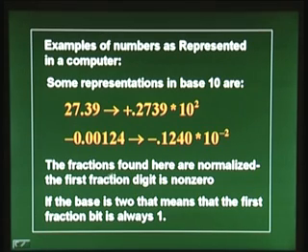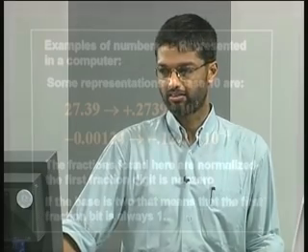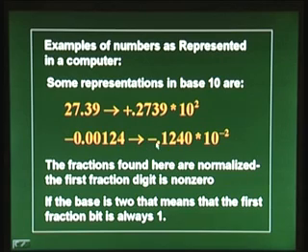So the fractions here are normalized, and the first fraction digit is always non-zero. Now think about this: what does it mean on a binary machine, that is, if the base is 2? It would mean that the digit after the decimal point is always 1, because it can be only 0 or 1. In the normalized representation, this bit is always 1. It can't be 0, it has to be 1.